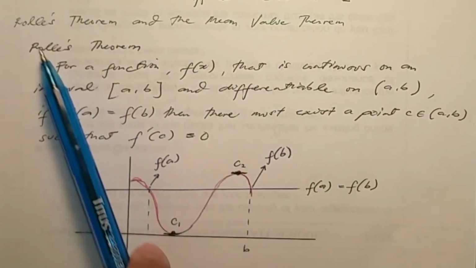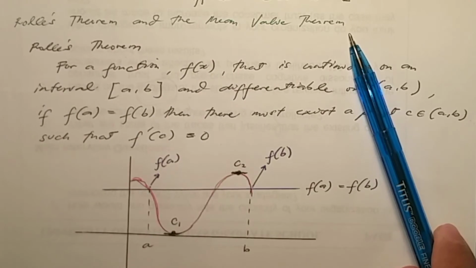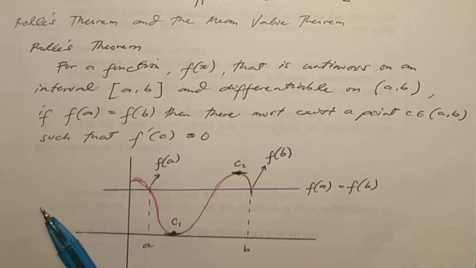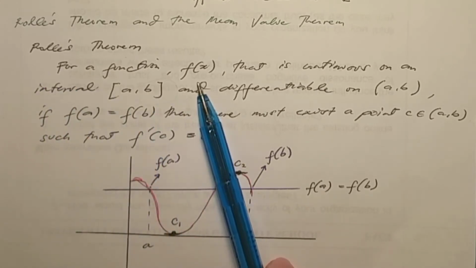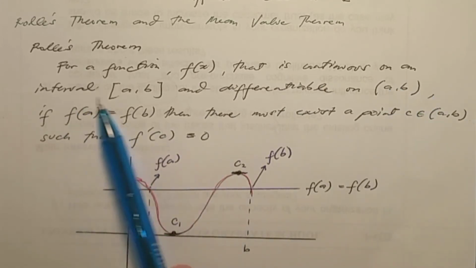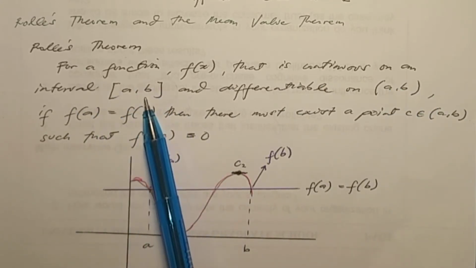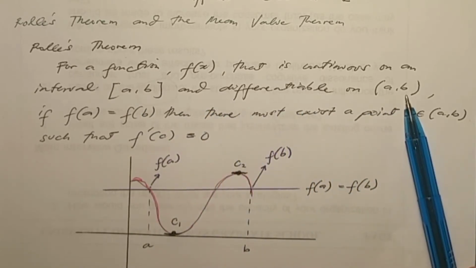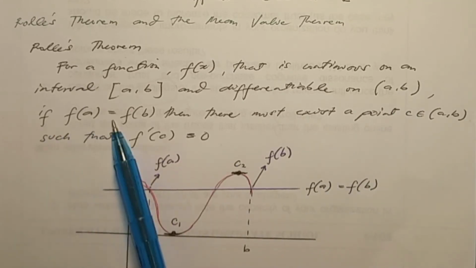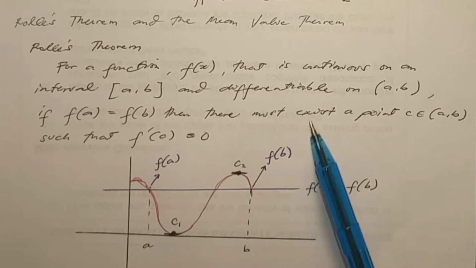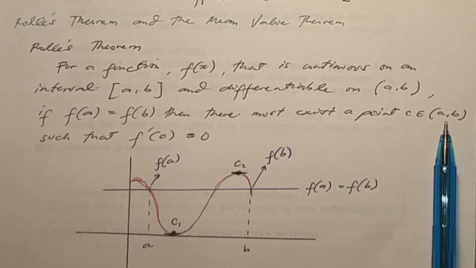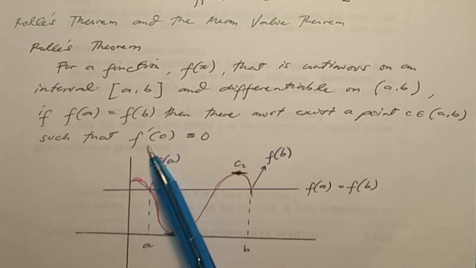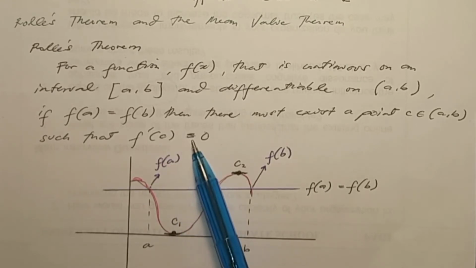Next comes Rolle's theorem and the mean value theorem. We first state Rolle's theorem. It says here that for a function f that is continuous on the closed interval ab and differentiable on the open interval ab, if f of a equals f of b, then there must exist a point c within the open interval ab such that the derivative of f at c must be equal to 0.